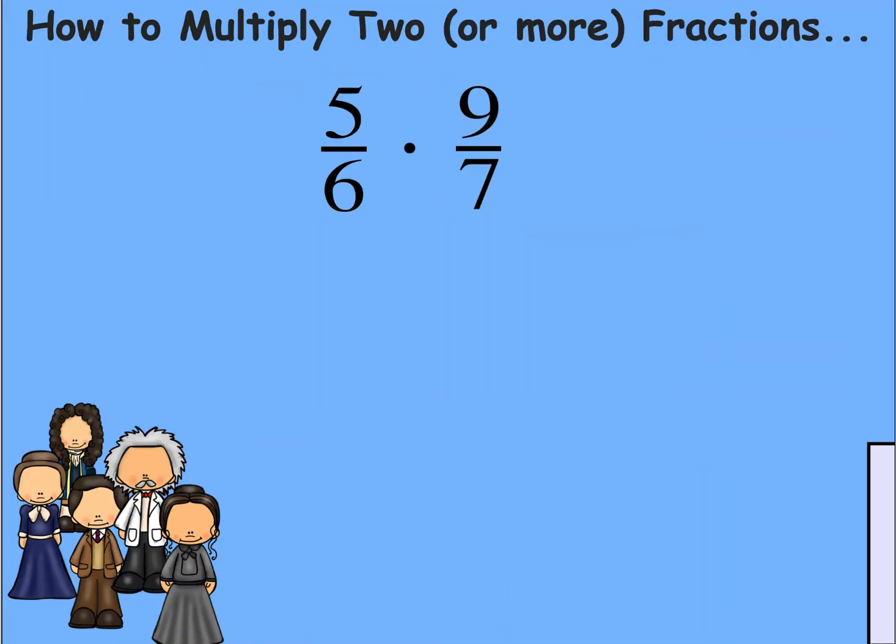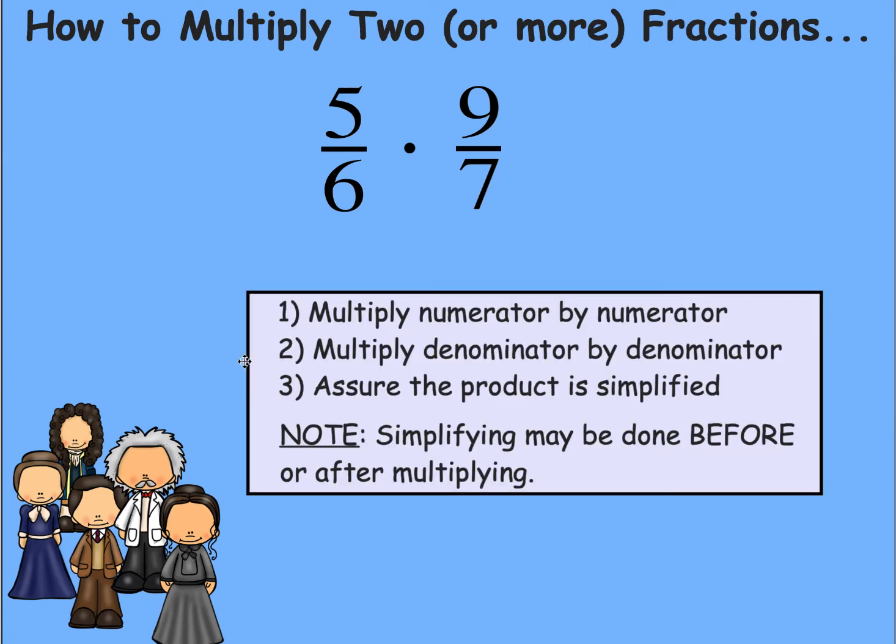So let's multiply. When we're multiplying 2 or more fractions, here is how we do it. We multiply the numerator times the numerator, the denominator times the denominator, and we assure that the product is simplified. But please note that we can simplify either before we multiply or after we multiply. So in this one, I'm going to focus on simplifying after.